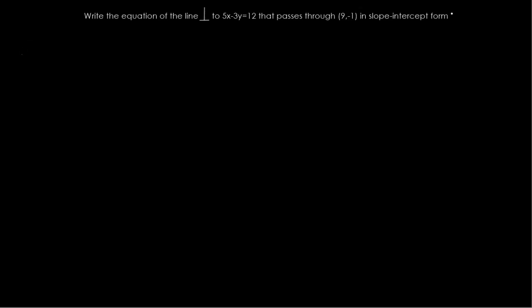Okay, today we're going to be doing a geometry problem. Here's the problem. Write the equation of the line that is perpendicular to 5x minus 3y equals 12 that passes through the point (9, -1) in slope-intercept form. So where should we begin?